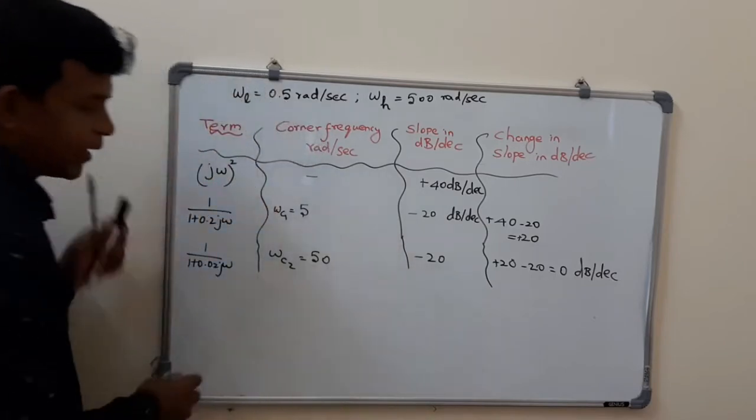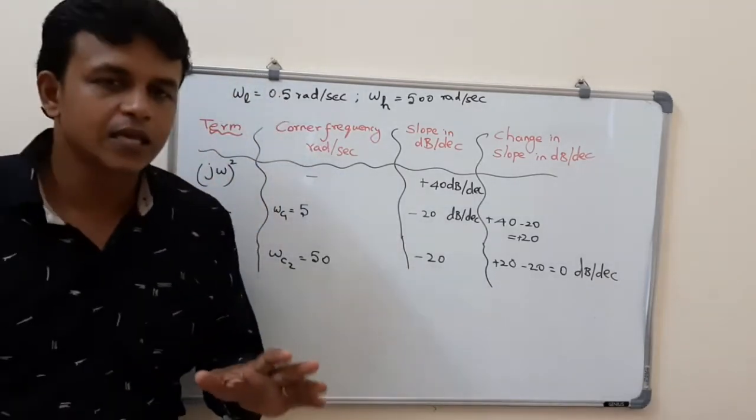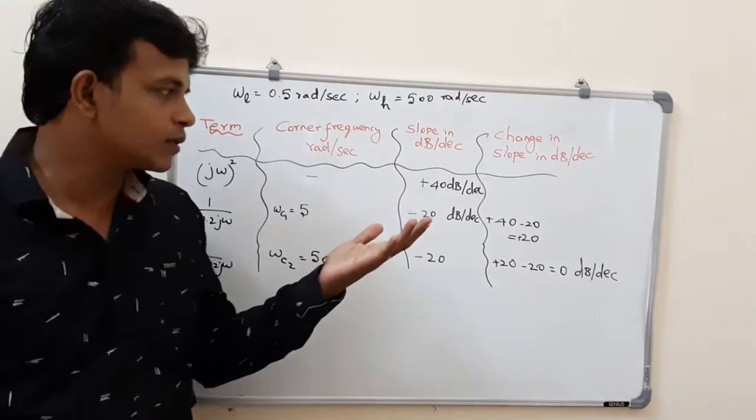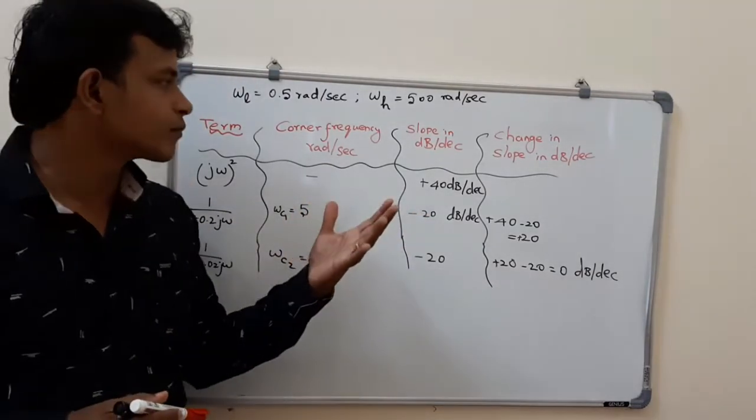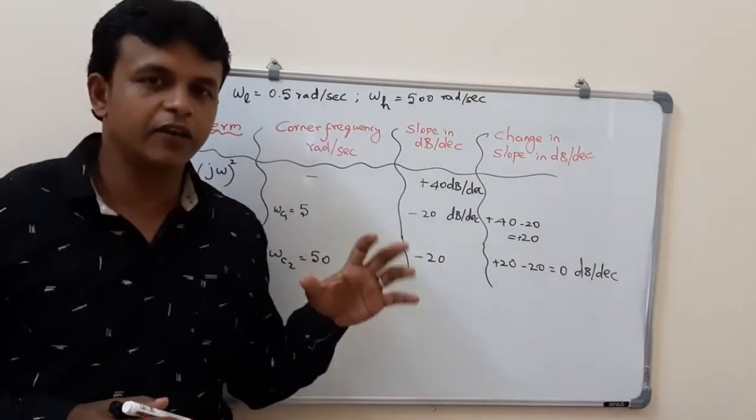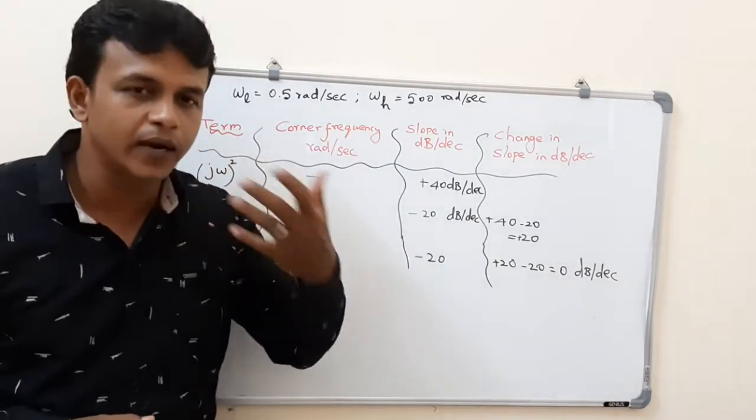Here the idea is that at lower frequencies, the factors in the transfer function, like the constant gain factor, integral factor and derivative factor, provide the impact.